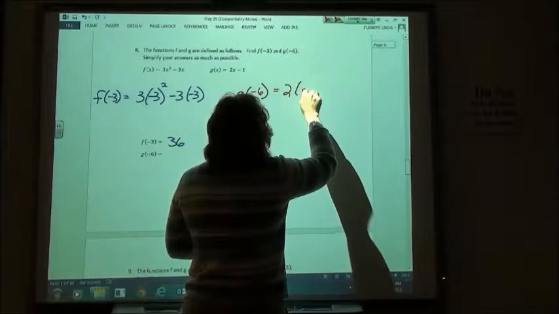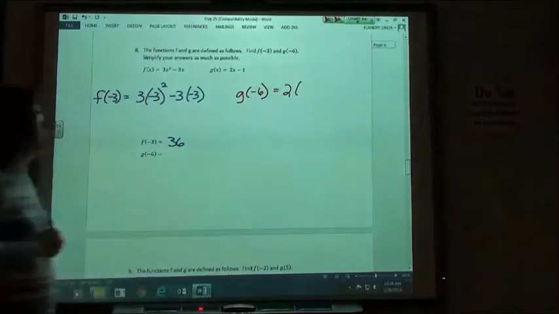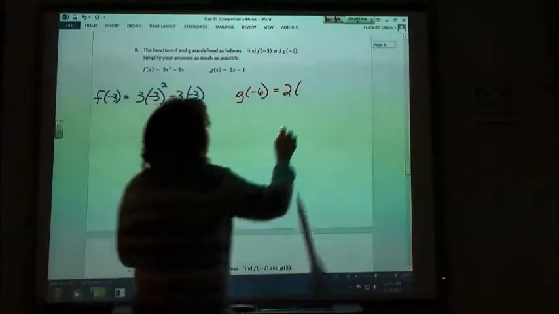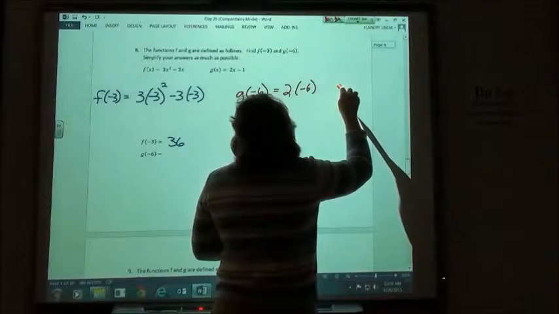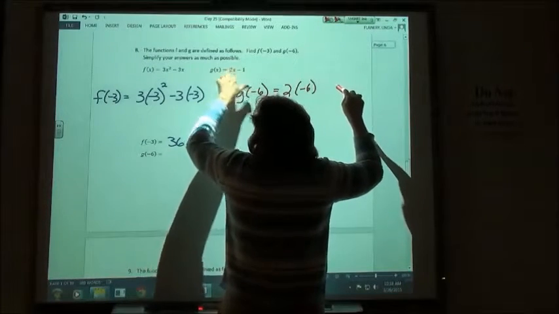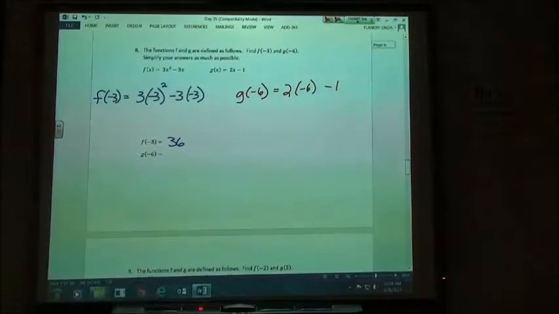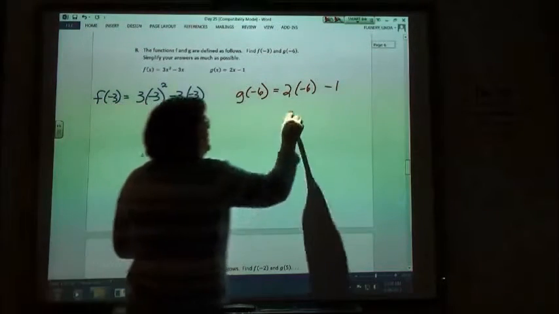What are we putting in there? What are we going to put in for our x? Negative 6. So 2, negative 6. No squared on that one. There's no squared up there, is there? Minus 1. So, negative 13.